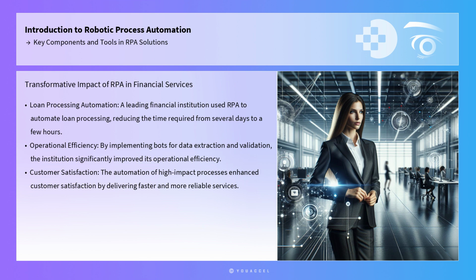Real-world examples illustrate the transformative impact of RPA. A case study of a leading financial institution demonstrates how RPA was used to automate loan processing, reducing the time required from several days to a few hours. By implementing bots to handle data extraction and validation, the institution significantly improved its operational efficiency and customer satisfaction. This example highlights the potential of RPA to drive substantial business outcomes when applied to high-impact processes.